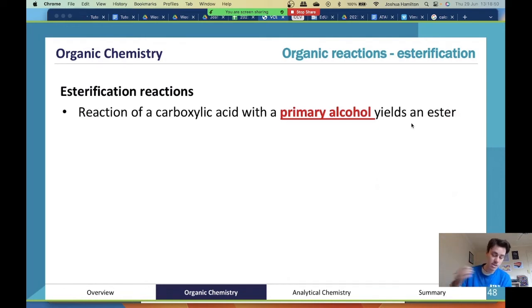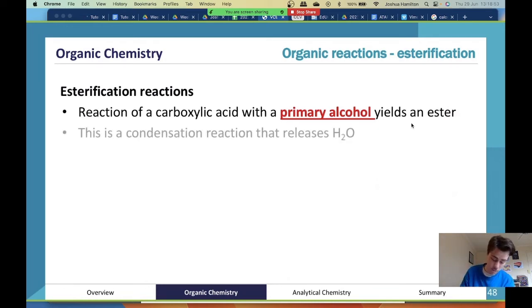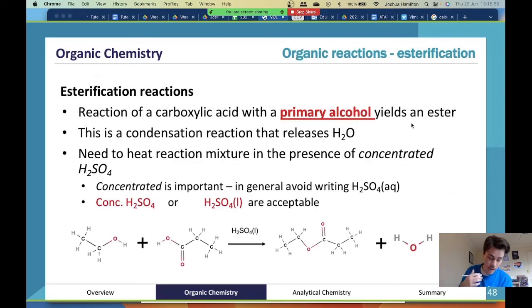And then we have esterification. Esterification is where we form our ester, and we've already talked about this very briefly. As you can see here, you have a carboxylic acid with a primary alcohol. Really important, you have to use a primary alcohol, and it yields an ester. This is a condensation reaction, which releases H2O. You need to heat the reaction mixture in the presence of concentrated H2SO4. Really important, you either write concentrated or conc with a full stop, or you put H2SO4 liquid. Both of these are acceptable, but you just need to do one or the other.